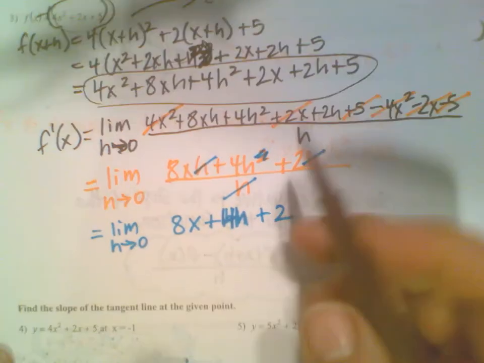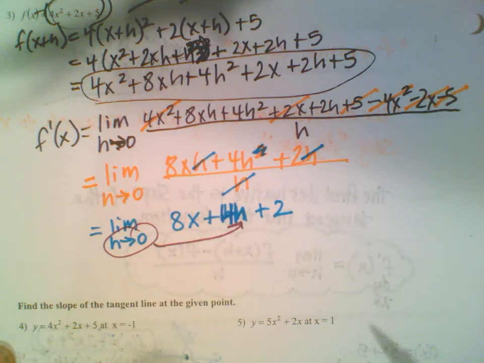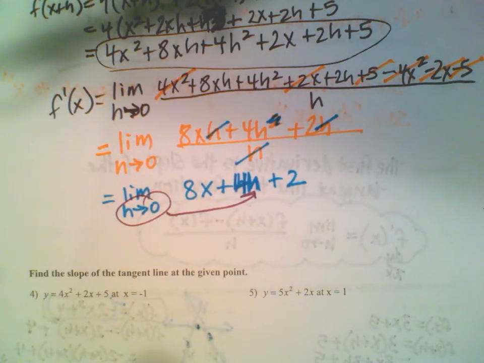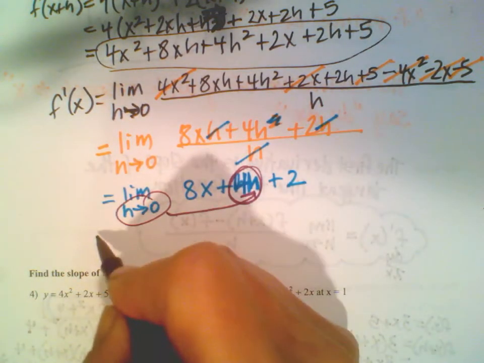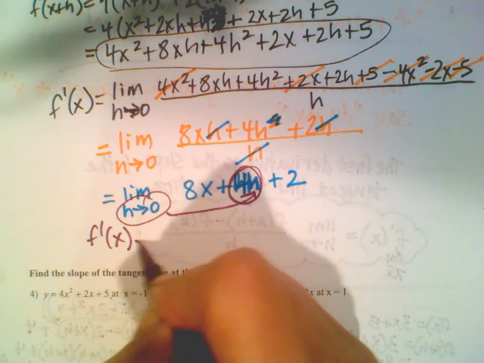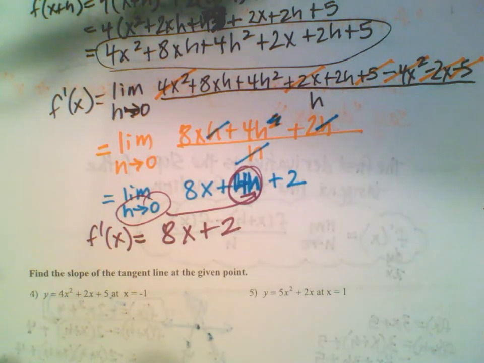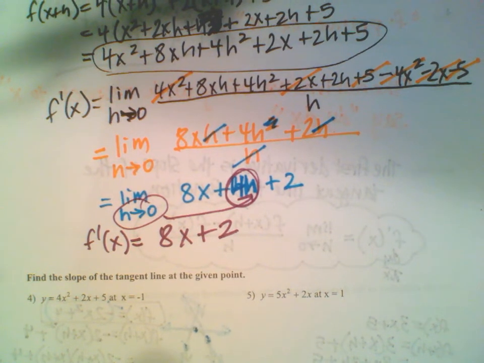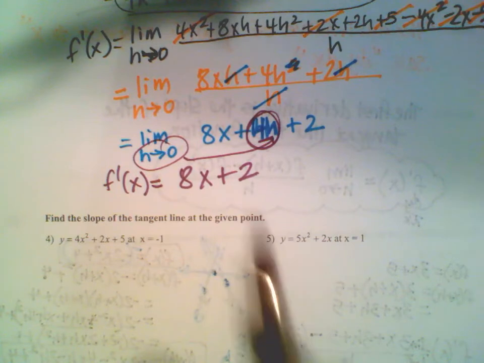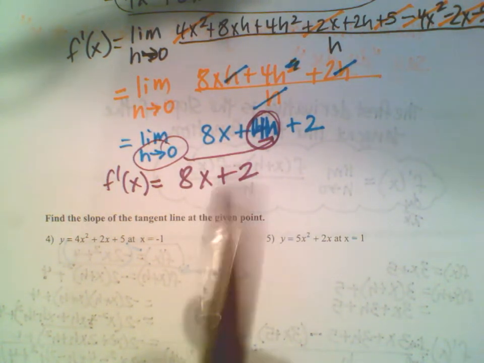So now we have the limit as h approaches 0. That just means I plug 0 in for h. That's the most basic way to take a limit. And when I do that, this thing is going to zero out. And I will end up with my first derivative as 8x plus 2. All right, so my first derivative of that function is 8x plus 2. That means the slope of the tangent line to that function is 8x plus 2.